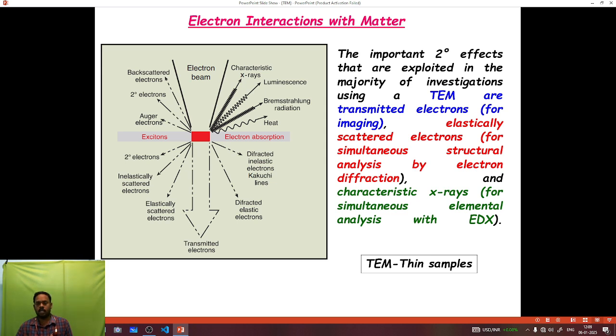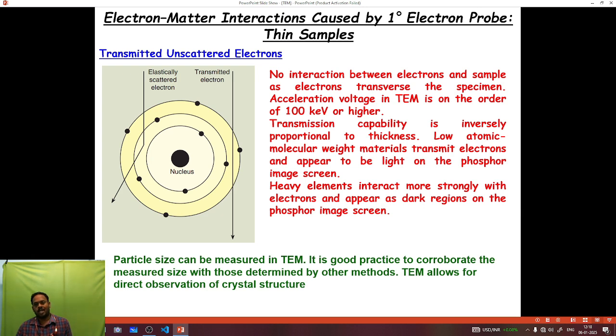Inelastically scattered electrons also will be detected for analyzing the lattice fringes of the sample. Through the lattice fringes we can analyze the interatomic spacing present at the sample surface. Usually thin samples are analyzed by the transmission electron microscope. For transmitted unscattered electrons, there is no interaction between the electron and the sample, and the electron just transmits through the sample, with an acceleration voltage in the order of 100 kilo electron volt.